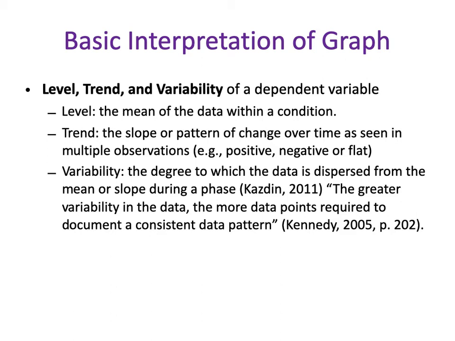Variability is about how much the data points are fluctuating within each phase. So if you see high variability, like the data points are fluctuating too much, that probably means that the students' behaviors are affected by something else, not by the intervention. Some other things are going on. So we want to see low variability, so we want to see that the behavior is maintained at a similar level within each condition.